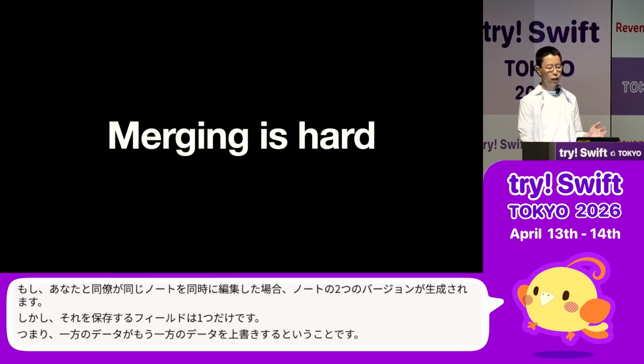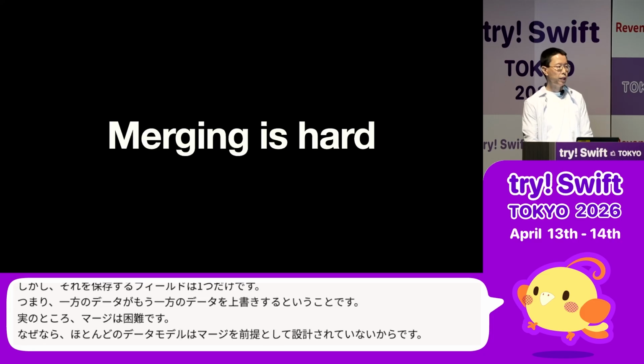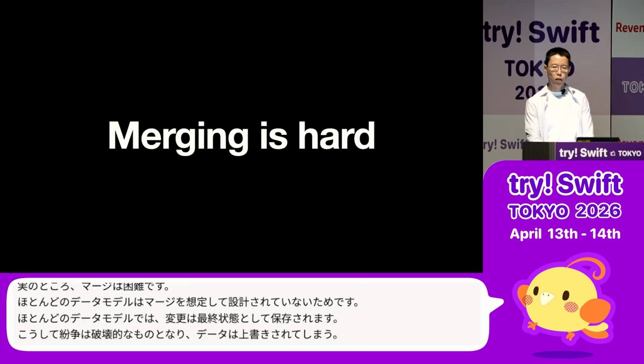So the truth is, merging is hard, because most data models aren't designed for merging. In most data models, changes are stored as final states. So conflicts become destructive. Data is overwritten. So without the right architecture, correct merging is impossible.